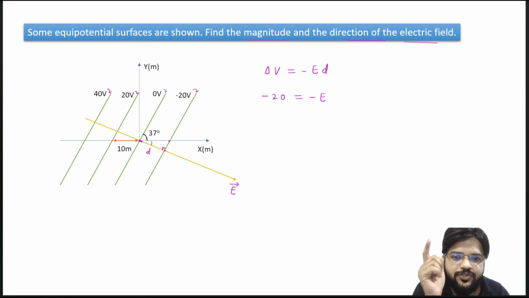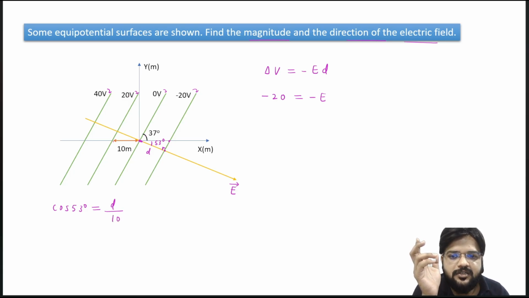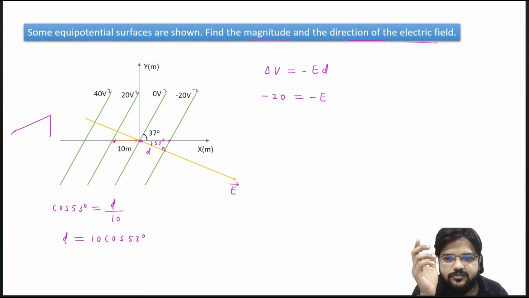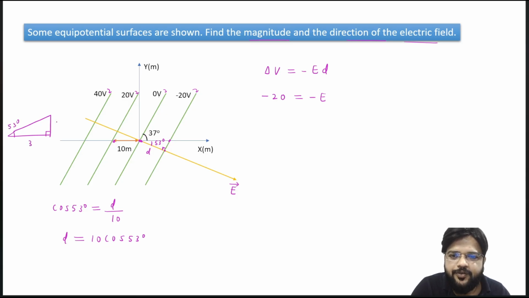So this is 37, so this angle should be 53°, correct? So cos 53 can be written as base by hypotenuse, means D by 10, everyone. This distance is 10 centimeters. So from here we will get the D value, and it is 10 cos 53. What is the value of cos 53? See this triangle, everyone. This is 90°, correct? This is 53. So this is 3, 4 and 5.